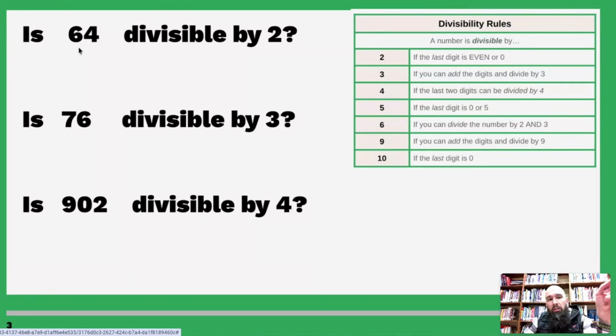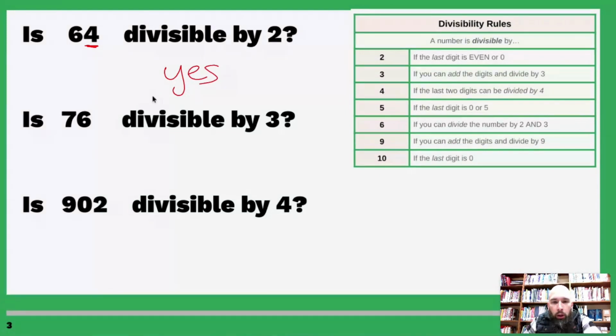First things first, is 64 divisible by 2? Well, a number is divisible by 2 if the last digit is even. Is the last digit in 64 even? Remember, even is 2, 4, 6, 8, 0. So yes, 4 is even. So yes, this is divisible by 2.